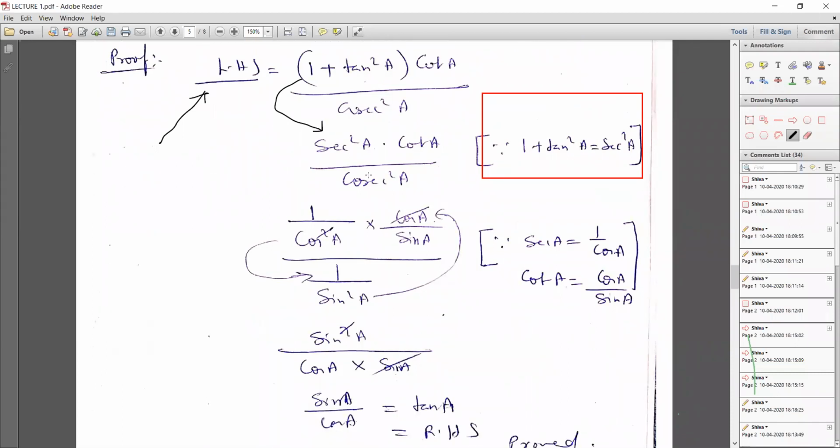So now sec square a can be written as 1 upon cos square a, because sec and cos are reciprocal of each other. And cot a can be written as cos a upon sin a. And in the denominator, cosec square a can be written as 1 upon sin square a. Are you able to understand, everybody?